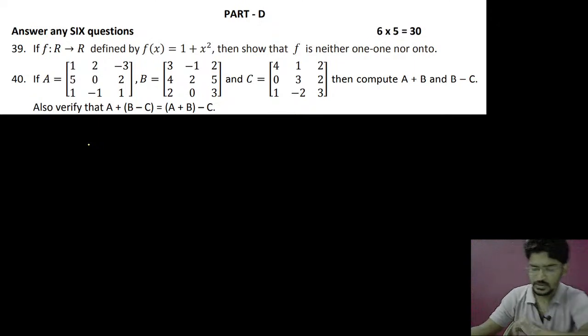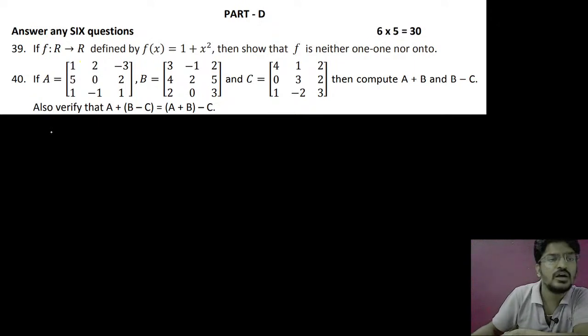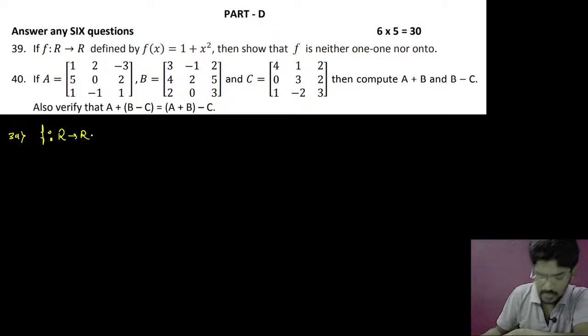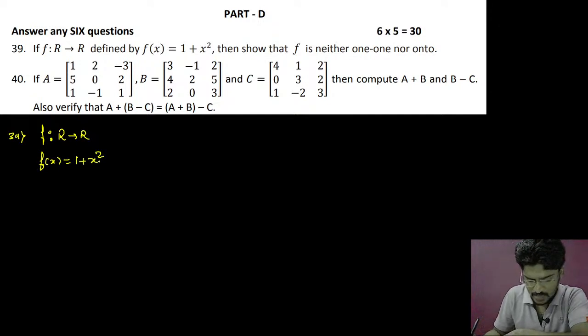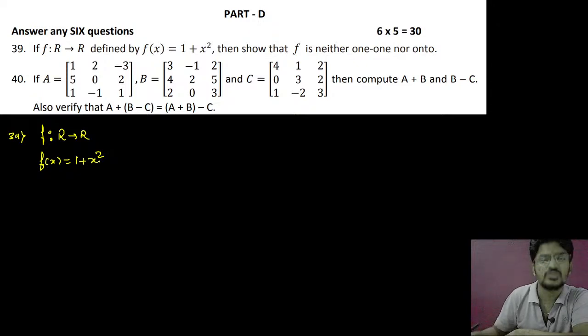So see here, that is problem number 39. What we have to do: if f is a function from real numbers to real numbers, f of x is given by 1 plus x square, then show that f is neither 1-1 nor onto. So here we have to show that it is neither 1-1 nor onto.